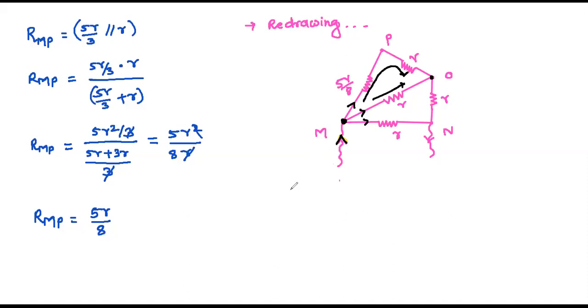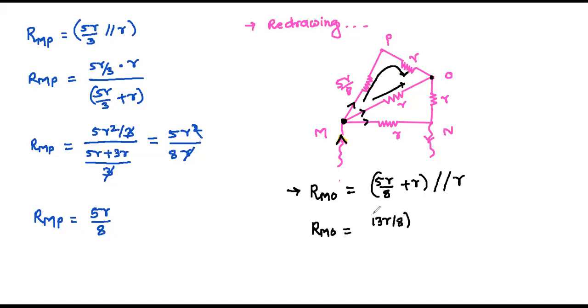So therefore, see here, again I am writing RMO. RMO is what? 5R plus 5R by 8 plus R. Why? Because these two are in series. You can see same current is flowing. Same current is flowing. Series. It is getting divided. Parallel. This is in parallel with R. This is just denotation. Okay. Remember. So therefore RMO is equal to 5R plus 8R, how much? 13R by 8 is in parallel with R.